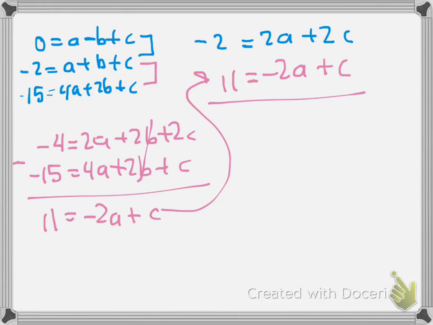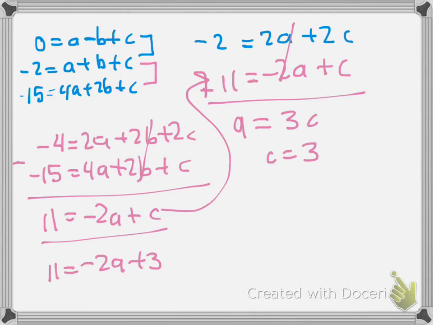Alright, well this works out great. The coefficients on my a are the same. So when I add these together, I get 9. My a's are eliminated. 2 plus 1 is 3c, so I know right away my c is 3. Sweet! Once I know that, I can go back and solve for everything else. Because of this equation right here, I'll plug in 11 equals minus 2a plus 3. If I subtract 3 on both sides, I get 8 equals negative 2a, so my a value is negative 4.